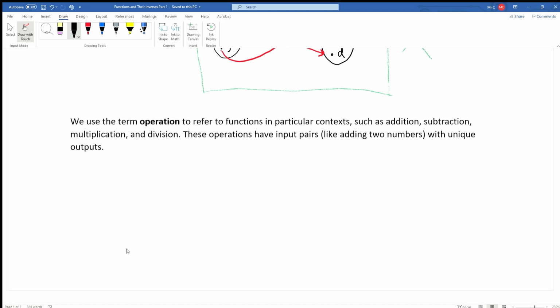Okay. Now, I'm going to loosely define this. We use the term operation to refer to functions in particular contexts. So, like addition, subtraction, multiplication, division. These operations have input pairs with unique outputs. So if you add 3 plus 4, you always get 7. It doesn't change, right? So that addition is a function. It's a function on 2 inputs. It takes 2 inputs to a single output. And there's many different types of operations, but we specifically use this word in different contexts in mathematics, but it's reserved for specific things, usually like addition, subtraction, multiplication, division, and another operation that we'll talk about in a little bit.